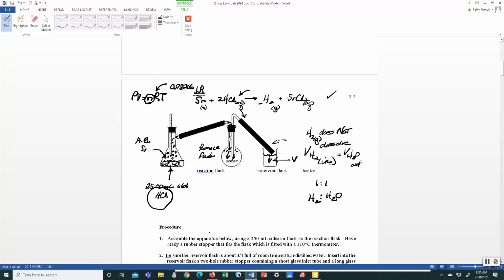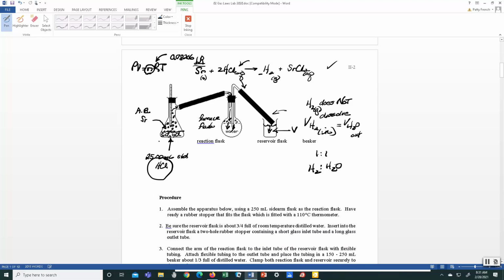0.08206. Let me write it down here where I have room. We have R equaling 0.08206 liter atmospheres per mole K. So we have an R.